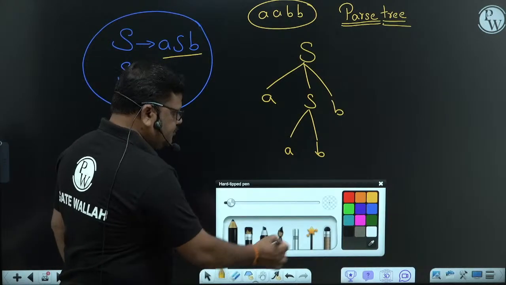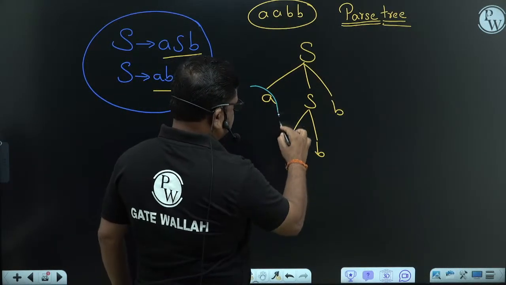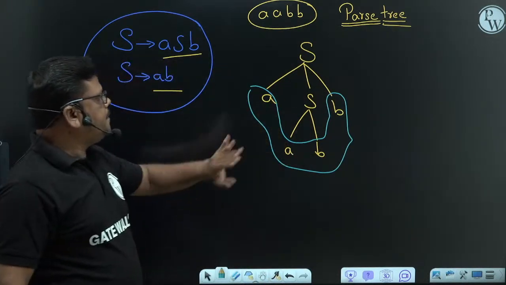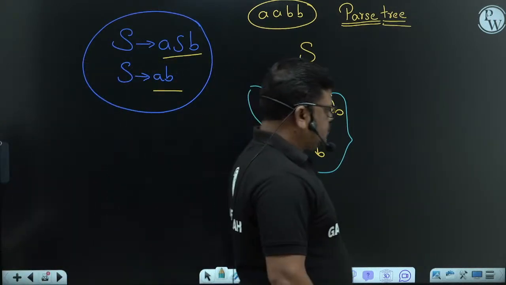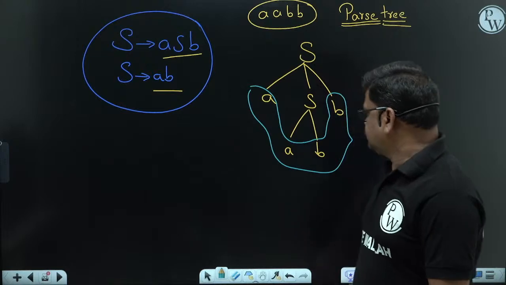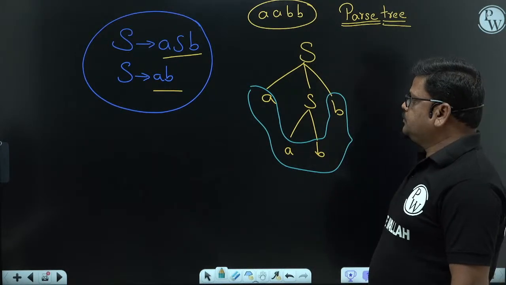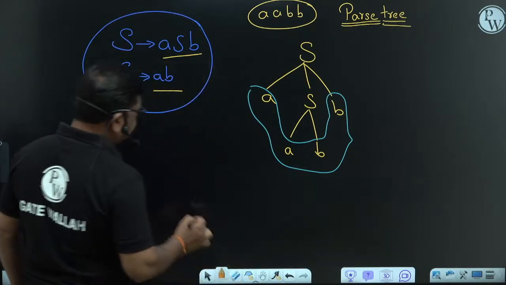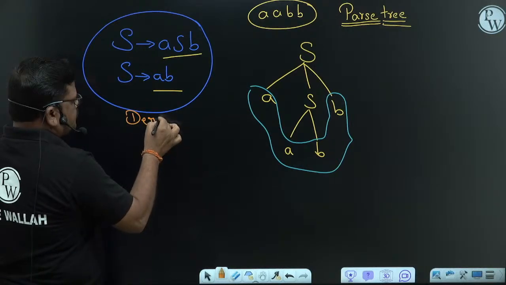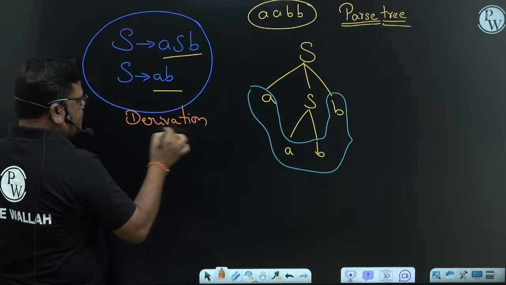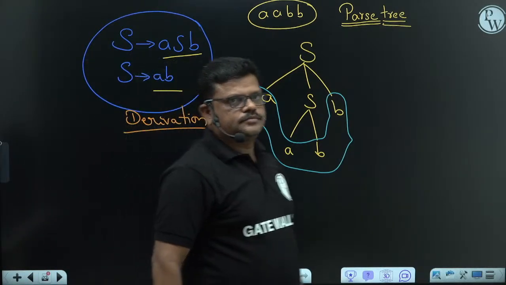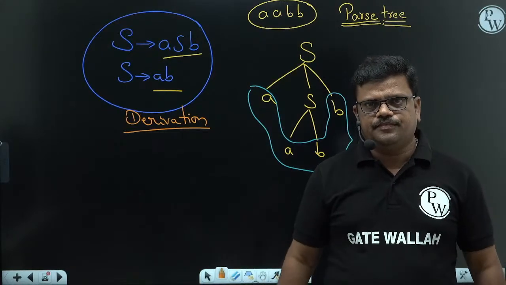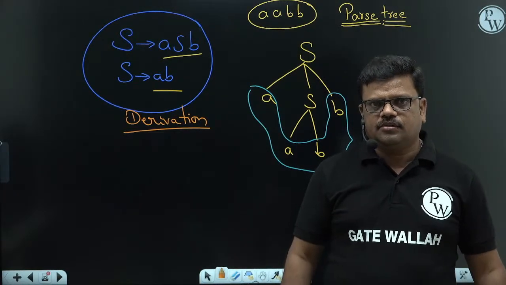Now just read the leaf nodes only. So our required string is generated, AAB. So this is called the derivation tree or parse tree. If I want to write the derivation for the same one, with the same replacements, all these replacements are represented in a step-by-step process. Representation of derivation in the step-by-step process is called derivation.